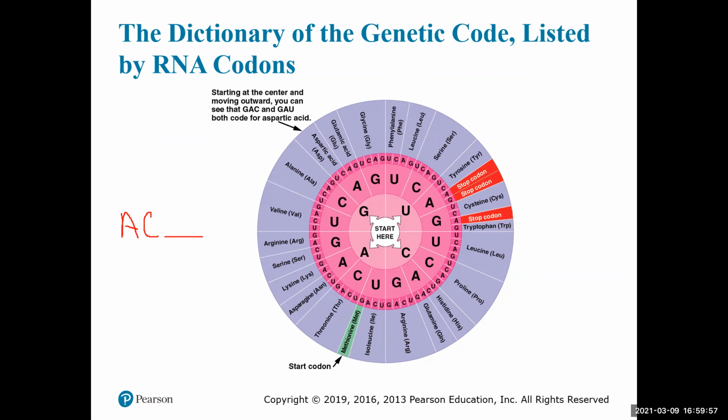The amino acid that's going to be made by AC, and you can put in any one of these four, right? G, A, U, or C, is going to be threonine, right? See that? A, C, and then if it's ACG, it's threonine. If it's ACU, it's threonine. If it's ACC, it's threonine. If it's ACA, it's threonine. So there's some redundancy there.